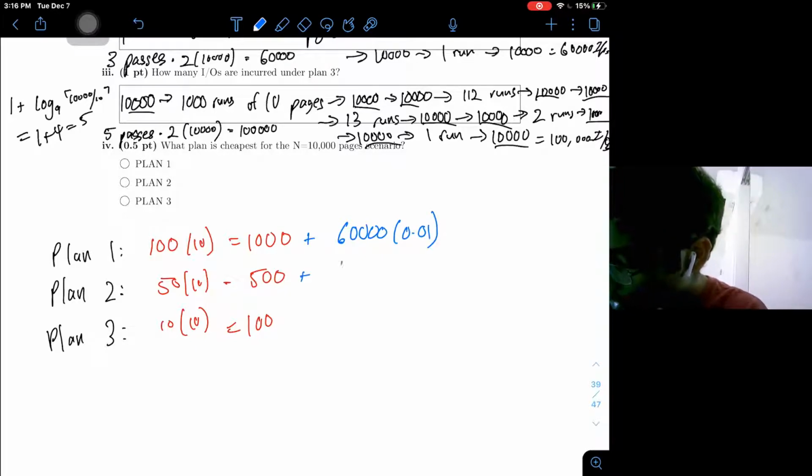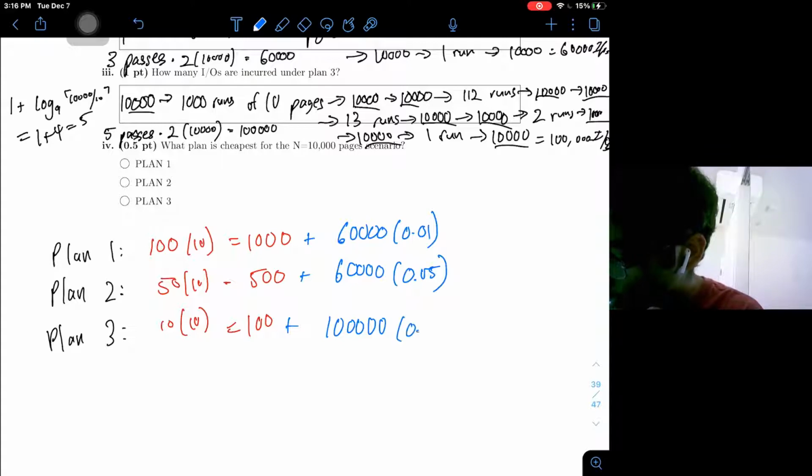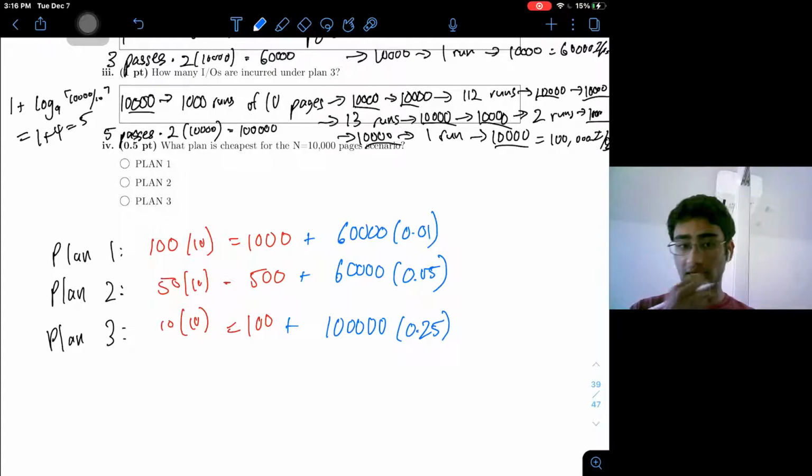Then plan 2 also had 60,000 IOs, but these cost 5 cents. And then plan 3 had 100,000 IOs, and these each cost 25 cents. So you could see the difference between part A and part B was that in part A, the cost of the buffer pages kind of dominated the overall cost of each plan. However, in part B, we see that the cost of the IOs is dominating the cost of the plan. And in this case, because the file was bigger, we had much more IOs. So that's the reason why.